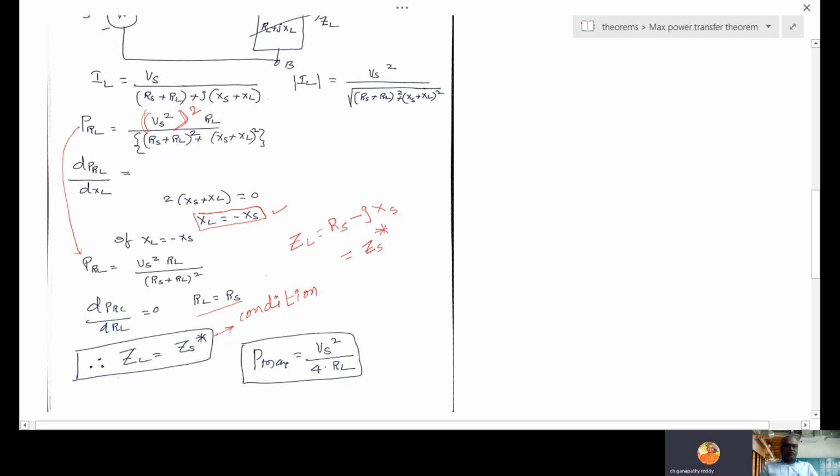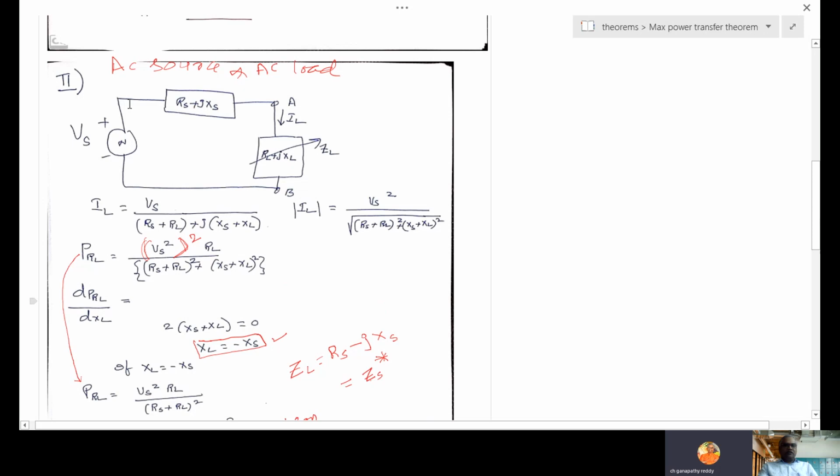And this condition substitute in above formula and simplify, you get the maximum power. This is same as case 1. This formula is the same as case 1: Vs square by 4 into RL. So the condition is different, but maximum power is same. This is case 2.